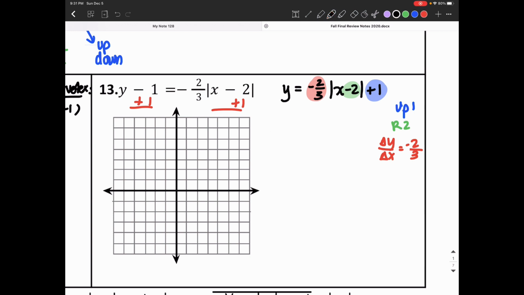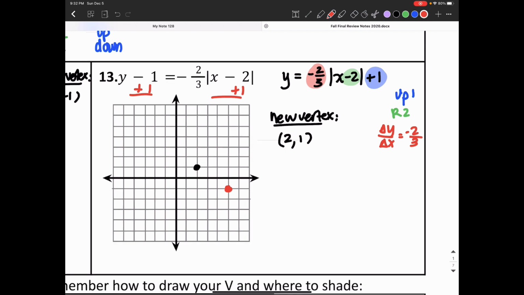So the first thing I want to do is find the new vertex. The new vertex is, I'm going to move up 1 to the right 2, which means from 0, 0, I'm moving up 1 to the right 2, and I'm going to be at the point 2, 1. And that's right here. And then to the right of that, I'm going to be doing the slope, down 2 to the right 3. So down 2 to the right 3 gets me at this point here, down 2 to the right 3. I can't do that again. So this is the right-hand side of my graph. Should be a straight line.